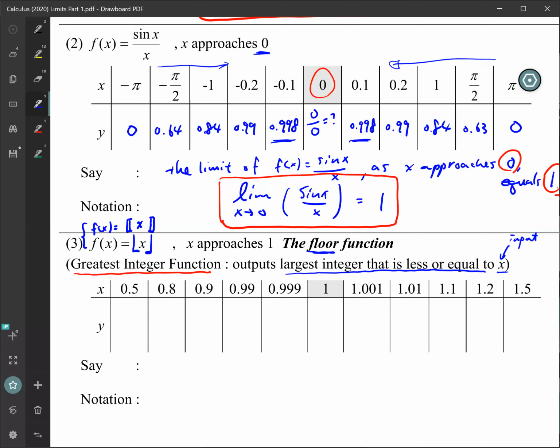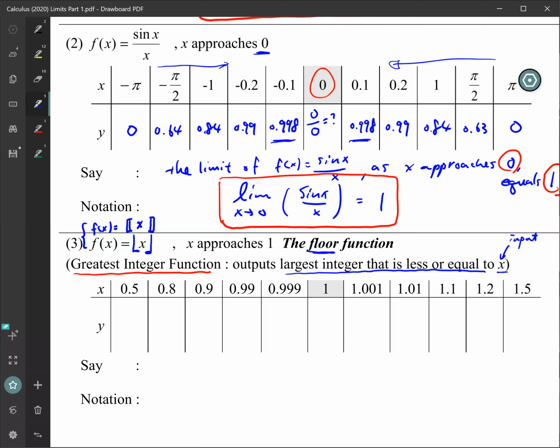So for example, if I plug in 0.5, what do you think will come out, Jeffy? Just a guess. It will output an integer, and that integer has to be smaller or equal to whatever you plug in. I'm guessing 0 then. 0, yeah, very good.